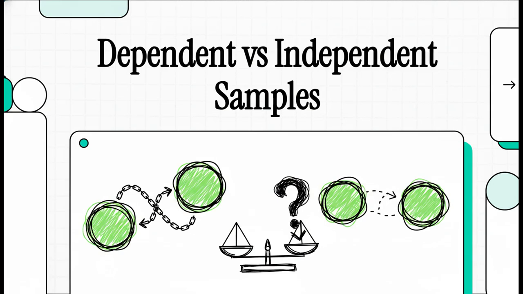All right, let's dive into one of the most fundamental choices you can make in data analysis: understanding the difference between dependent and independent samples. Now, I know it sounds super technical, but getting this one thing right is absolutely crucial. Get it wrong, and your whole study could basically fall apart.